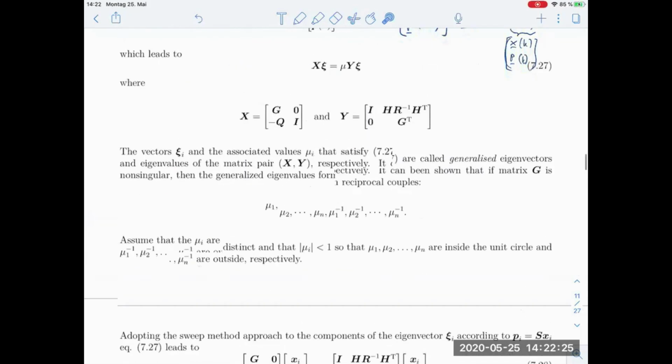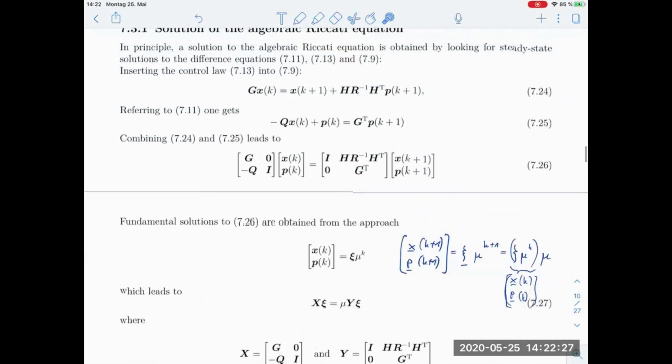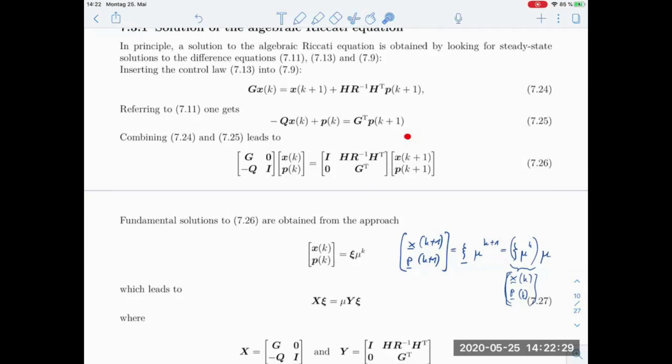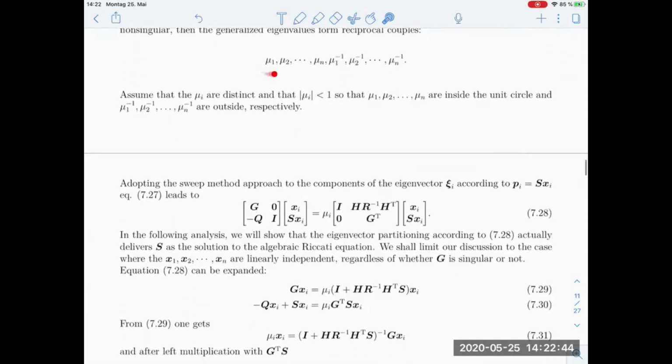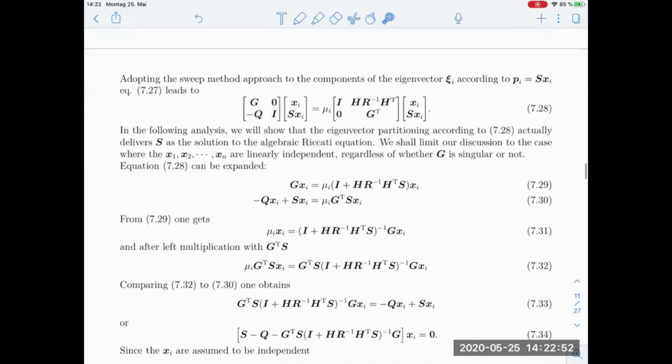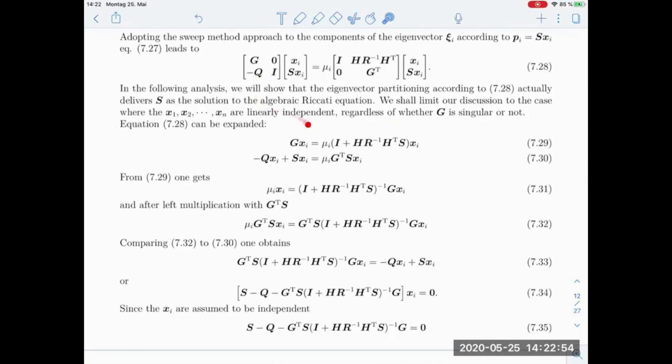Until now, we started out with the optimality criteria here, and we worked it into a way explained with eigenvectors and eigenvalues. We assume that we solve this eigenvalue problem, so we get particular mu's and xi's as eigenvectors. And now we reinsert that and we use the Riccati sweep approach. And then we expand all these terms again.